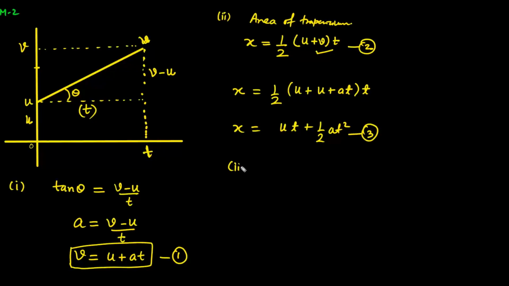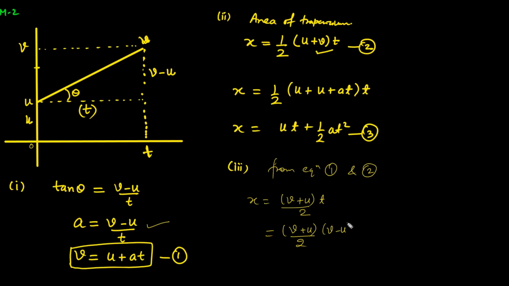Now for the third equation of motion, simply we will use the first and second equations. From equation 1 and 2, x equals v plus u upon 2 into t, and the t value from here is v minus u by a. So v minus u by a.